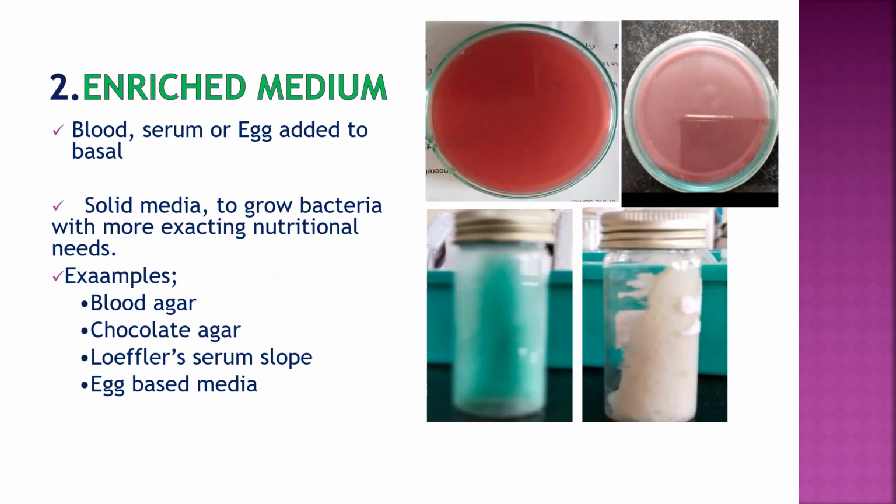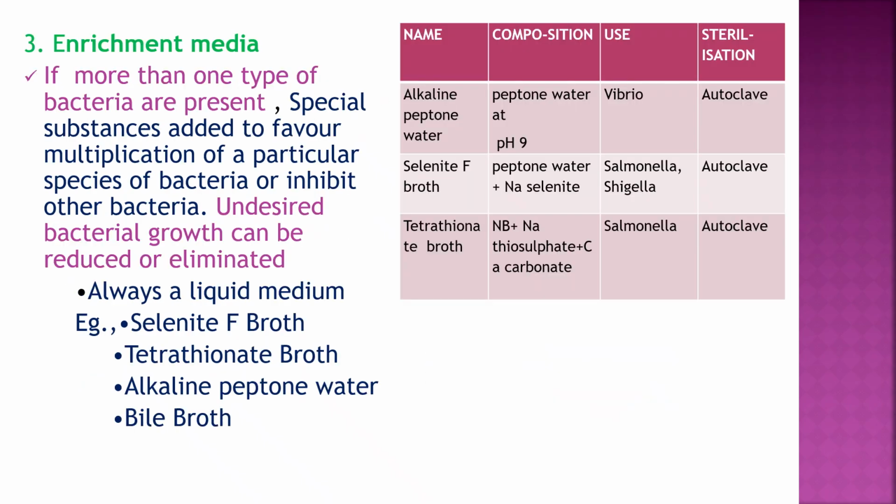In enriched medium, blood, serum or eggs are added to the basic media, and it is called enriched media, for the nutritionally deficient bacteria which grow in the presence of the extra added nutrients. Examples are blood agar, chocolate agar, Loeffler serum slope, and the egg based medium, that is Lowenstein Jensen medium.